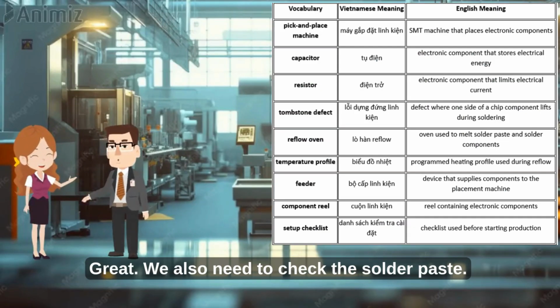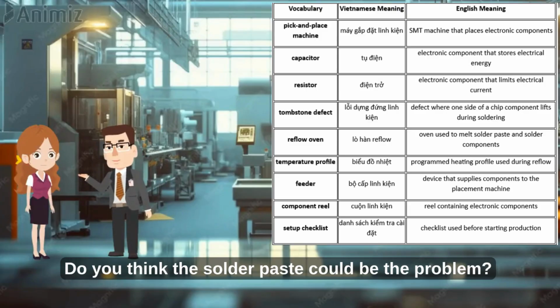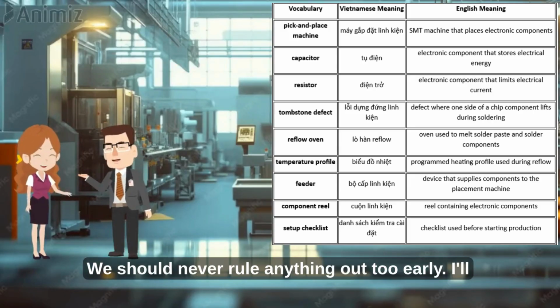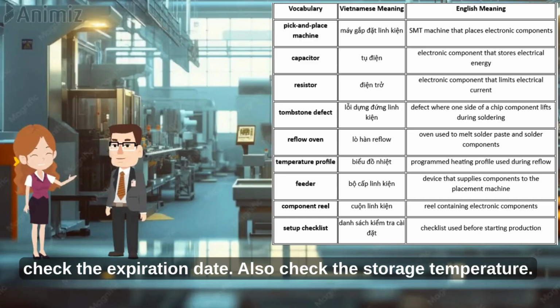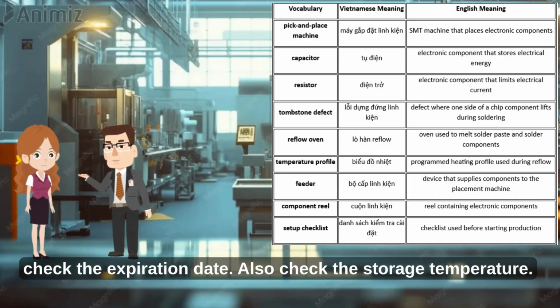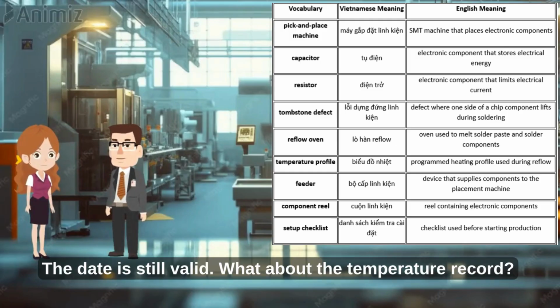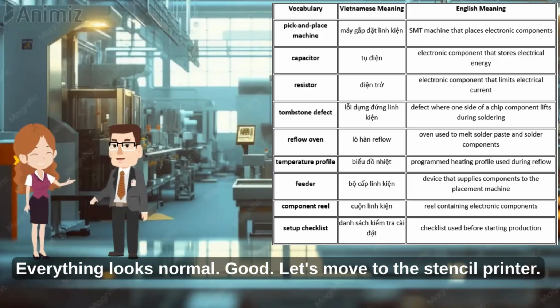Great. We also need to check the solder paste. Do you think the solder paste could be the problem? It's one possibility. We should never rule anything out too early. I'll check the expiration date. Also check the storage temperature. The date is still valid. What about the temperature record? Everything looks normal. Good. Let's move to the stencil printer.